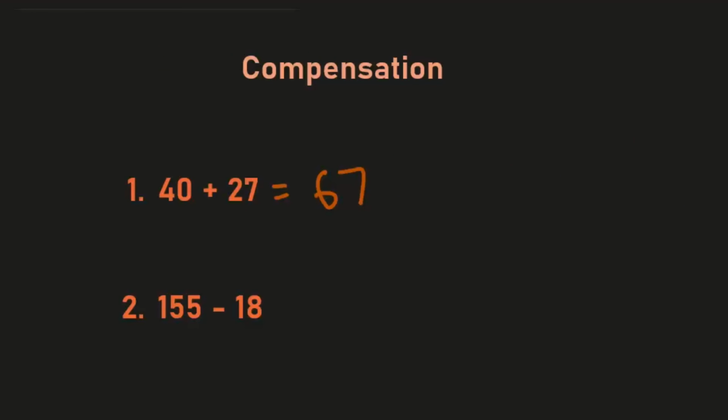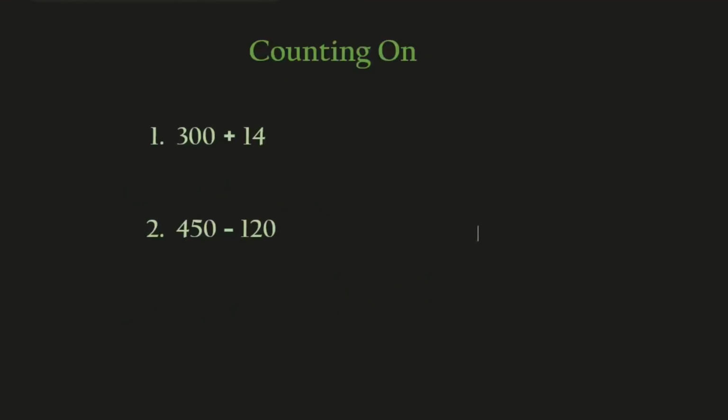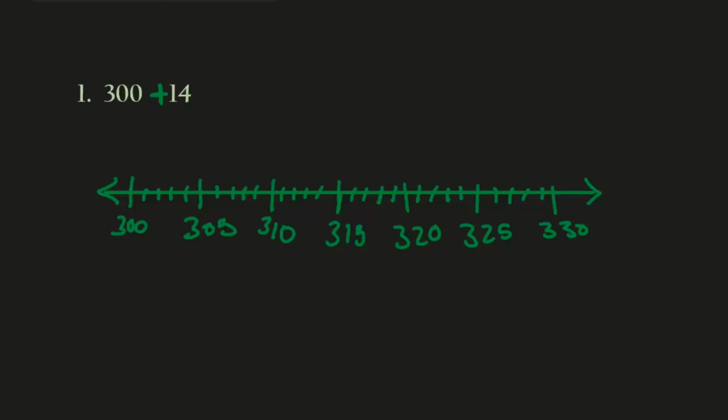Let's go back here and do equals 137. Now we're going to use a method called counting on. For this method, you need a number line. So go ahead and draw your number line on the paper. Now, let's take a look.